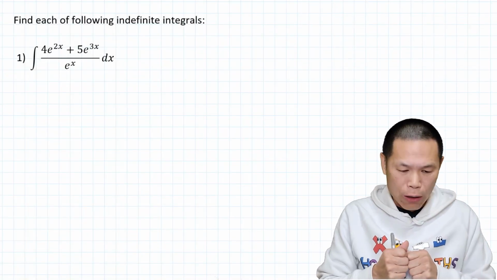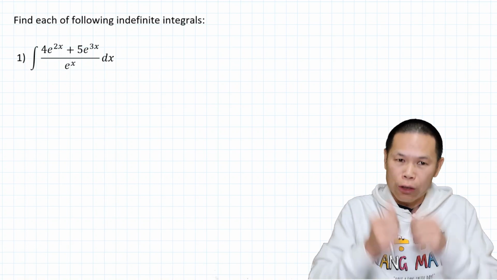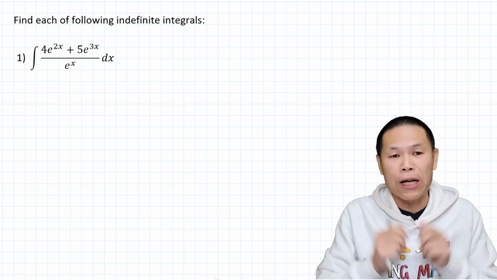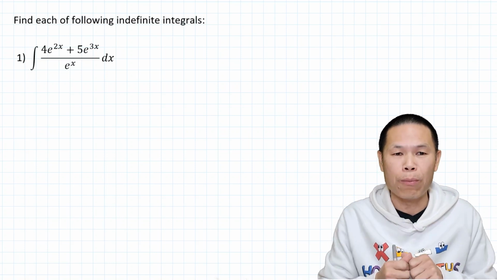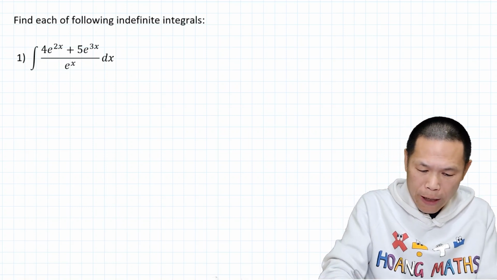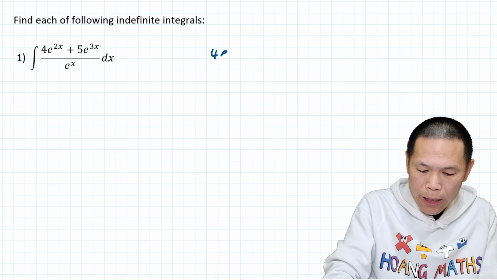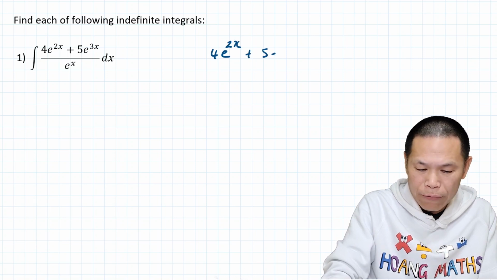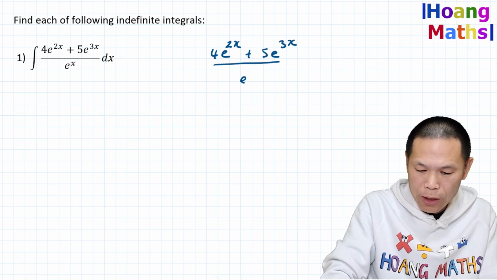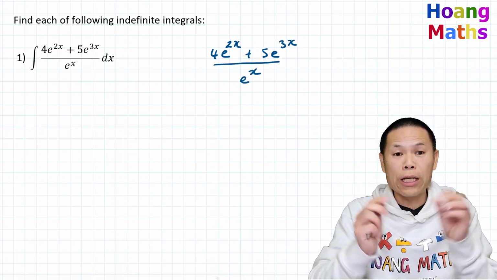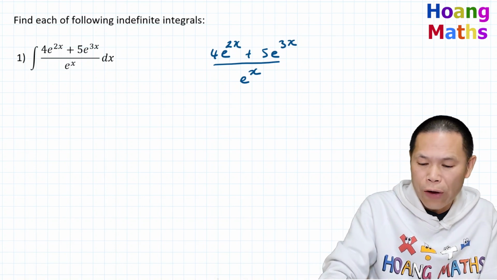First one. Now to integrate these functions, first of all, let me just split these functions into two fractions, okay? So then we can integrate from there. So let me just write this down. 4e to the 2x, we add 5e to the 3x over e to the x. So what I do, I just split this out into two fractions.